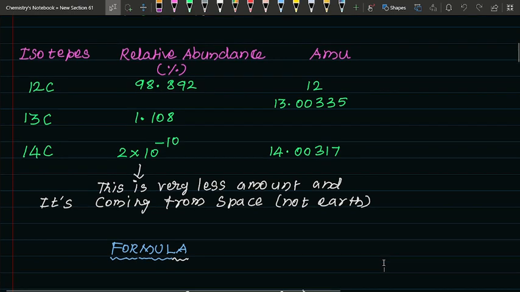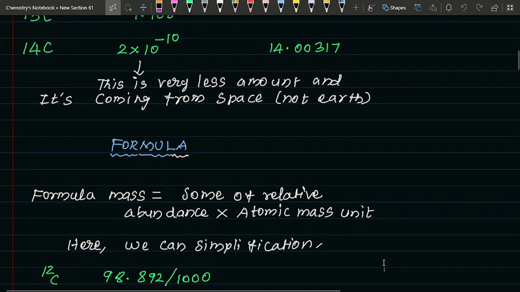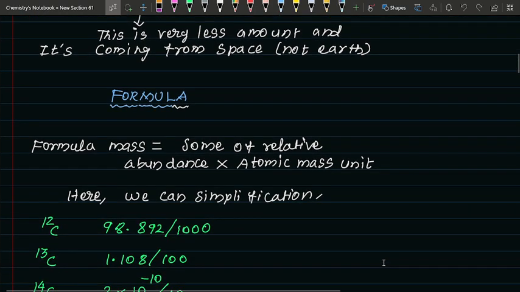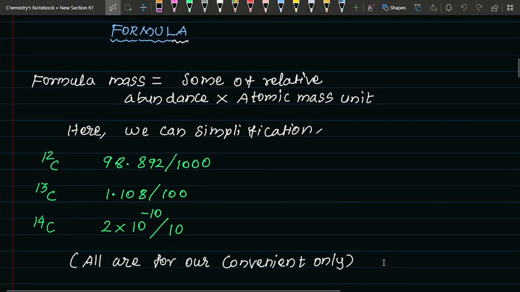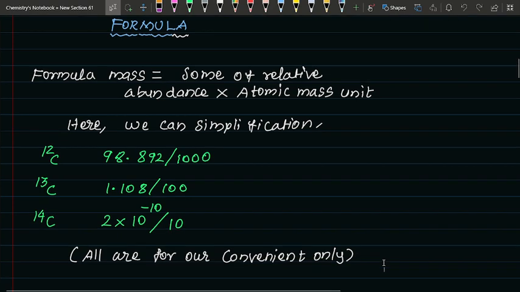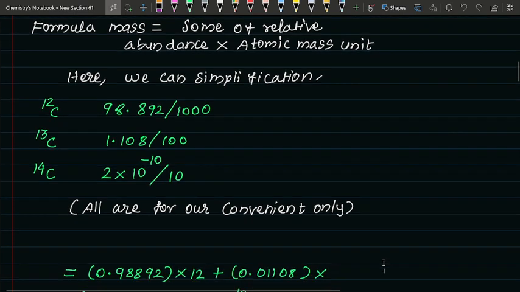See the next formula. Formula mass: sum the relative abundance times the atomic mass unit. Here we can simplify. Carbon 12: 98.892 divided by 100. Carbon 13: 1.108 divided by 100. Carbon 14: 2×10⁻¹² divided by 100. These are all taken for convenience only.